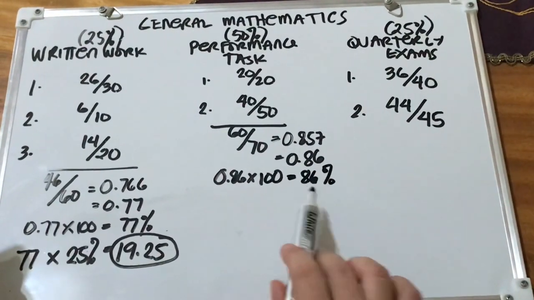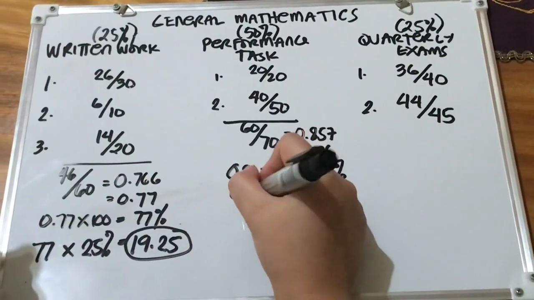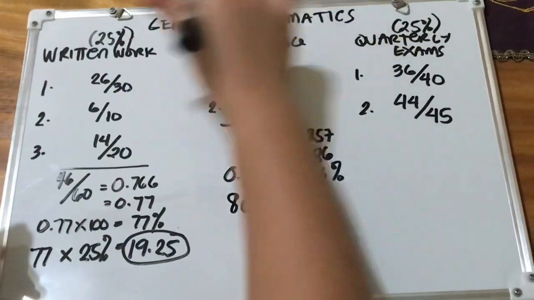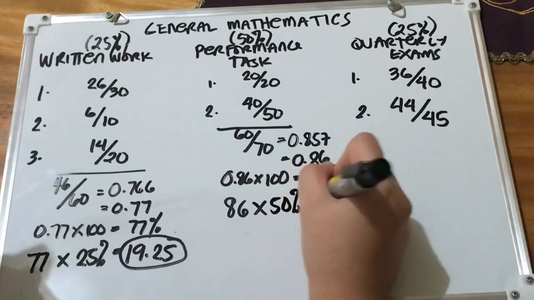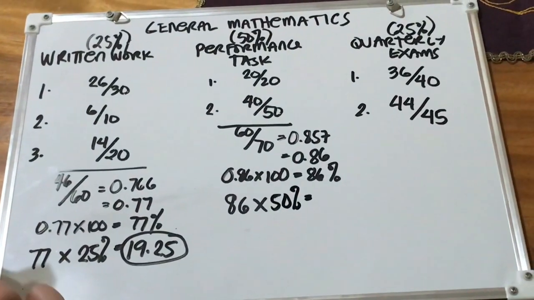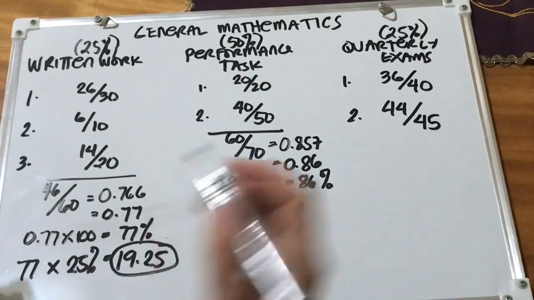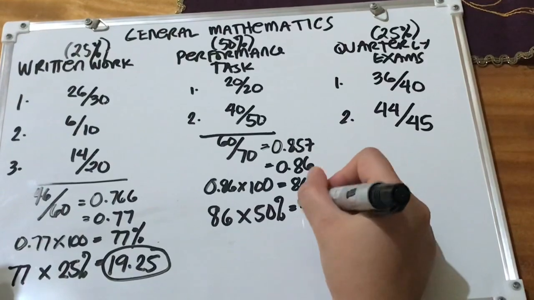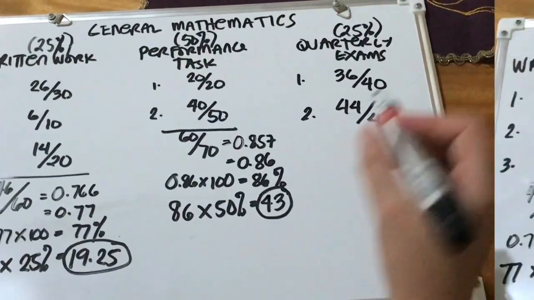After that, you multiply that again by the performance task weight. So 86 multiplied by the highest percentage of the three, 50%, is 43. Okay, I will encircle that because we need these figures later.